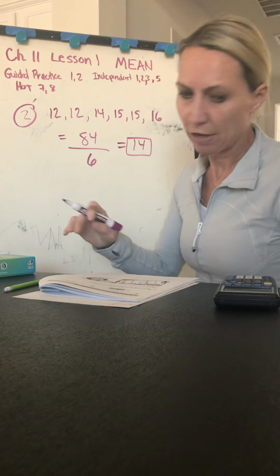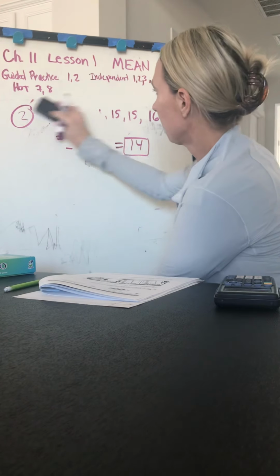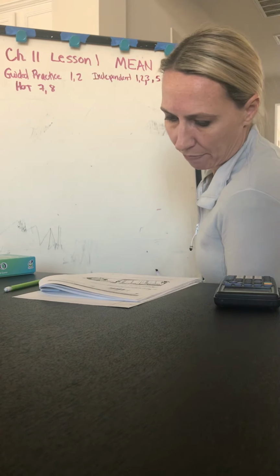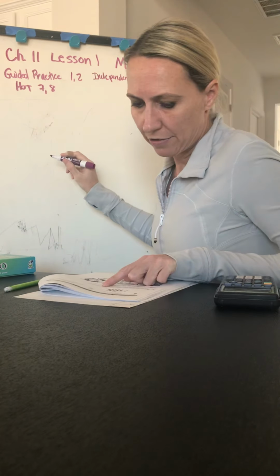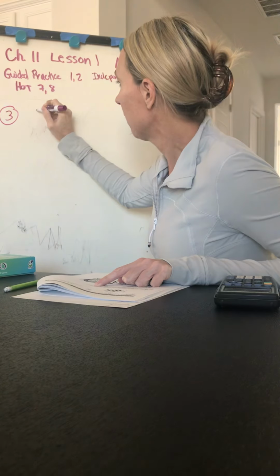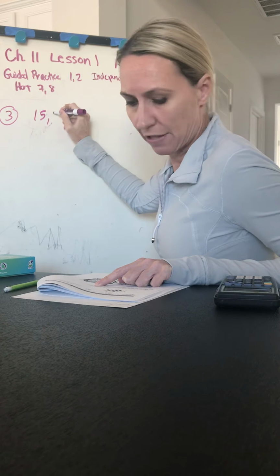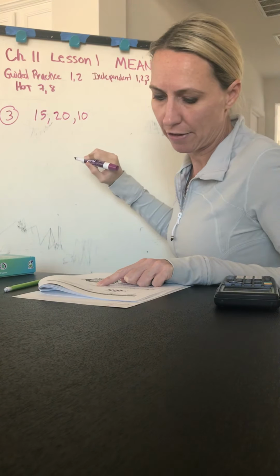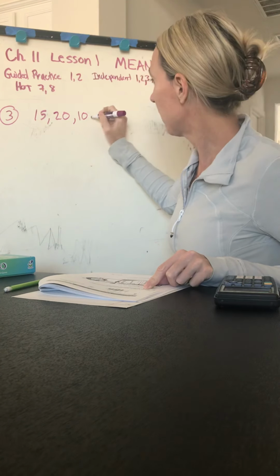Okay, now number 3, it's a little bit more difficult. It says she babysat 9 times, so we have 15. She made $15, then she made 20, and this isn't in order from least to greatest. That's okay, we'll just list it out.